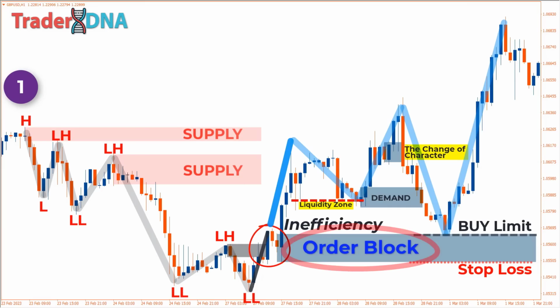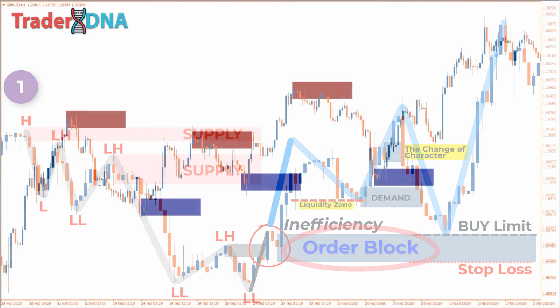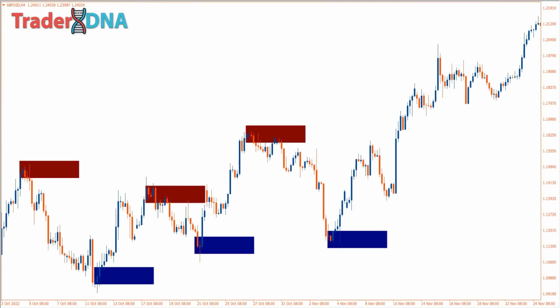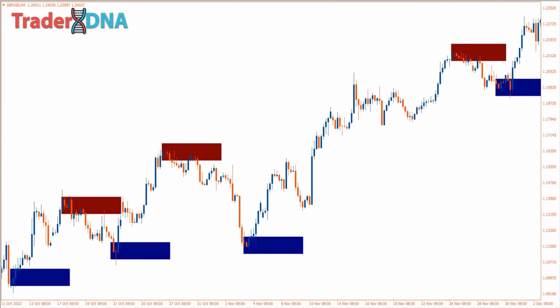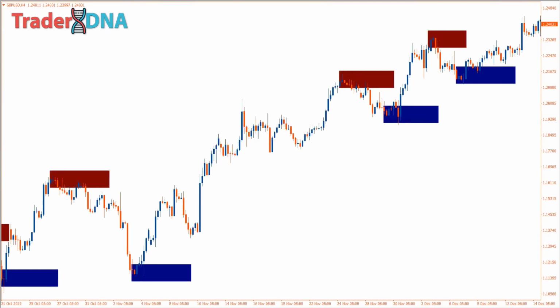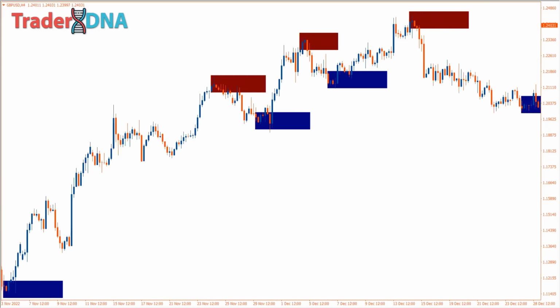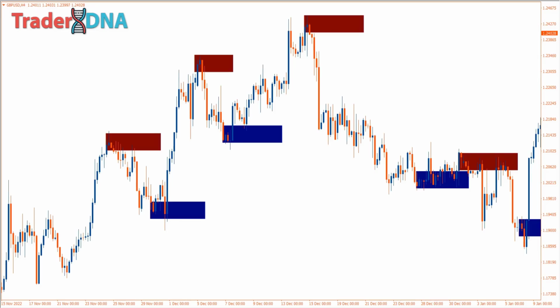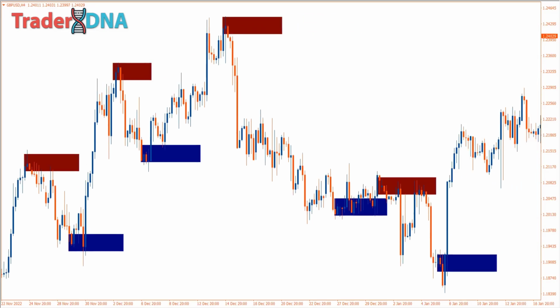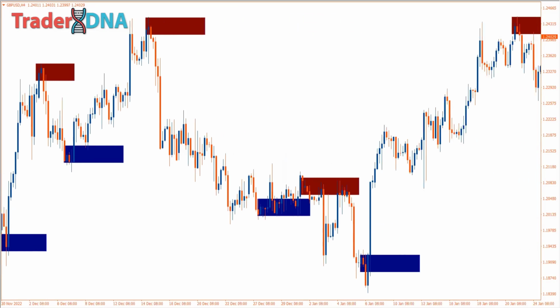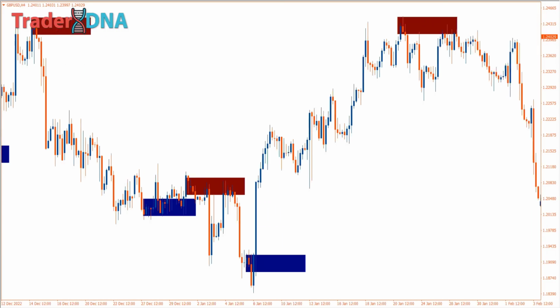Order block indicator. You can manually analyze order blocks, which is excellent for honing your order block analysis skills. However, there's a drawback to this technique. It lacks speed. The only solution is to utilize the order block indicator. By employing this indicator, you can swiftly analyze across all markets and time frames. As seen in this chart, identifying order block positions becomes quick and effortless.